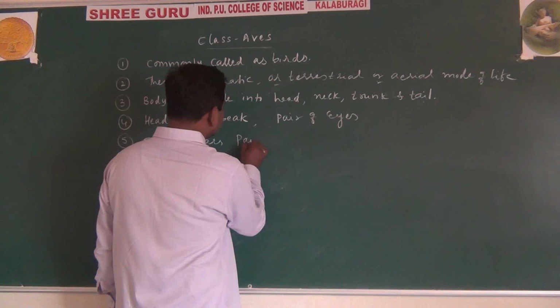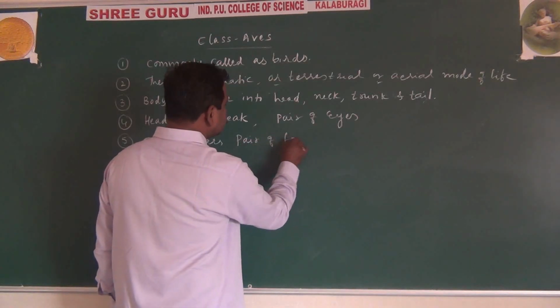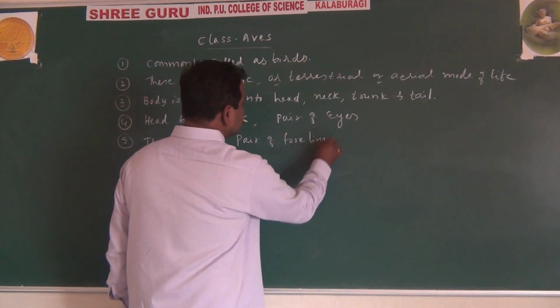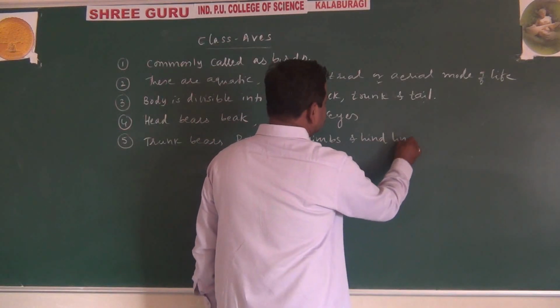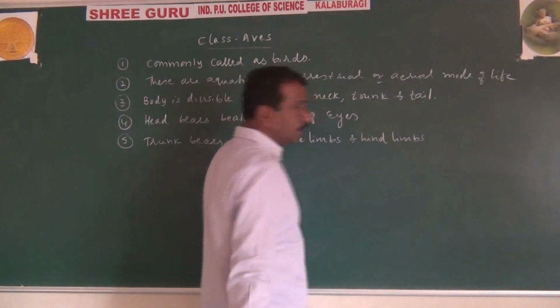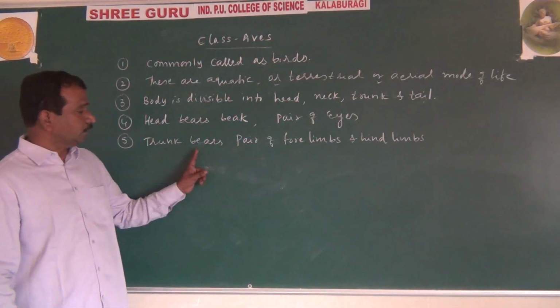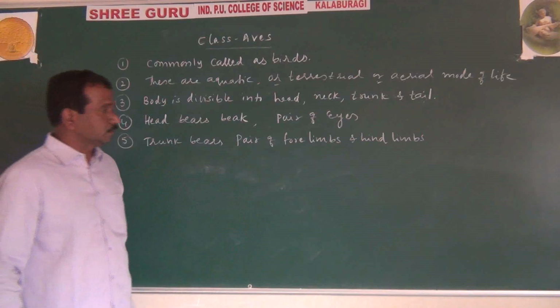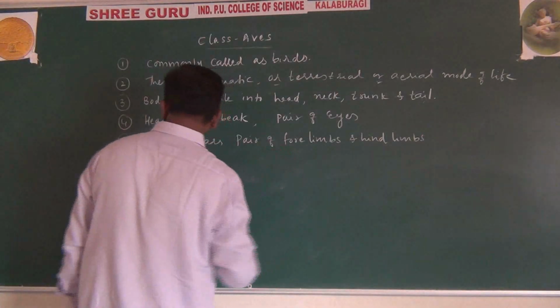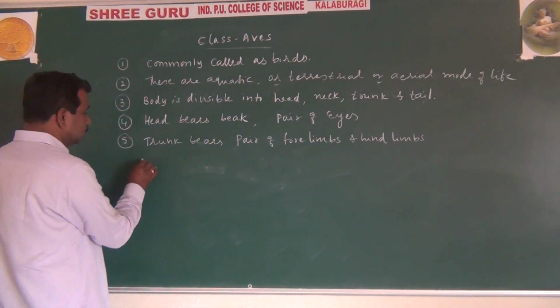Next, the fifth character: trunk bears a pair of forelimbs and hind limbs. So here we have seen the unique feature: the trunk bears a pair of forelimbs and hind limbs. Next, an important character, in continuation of this.